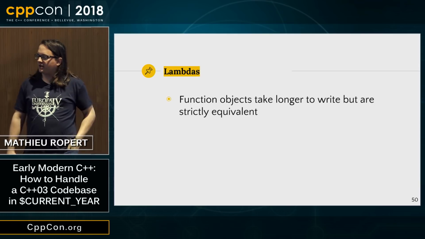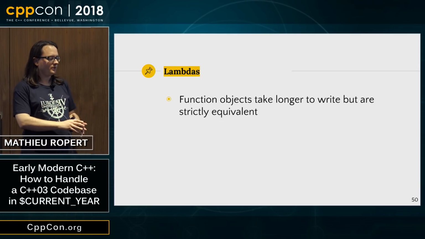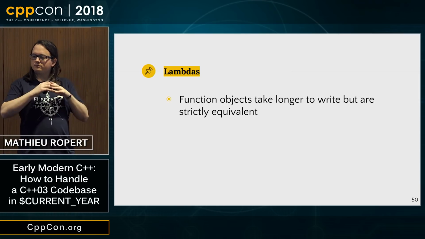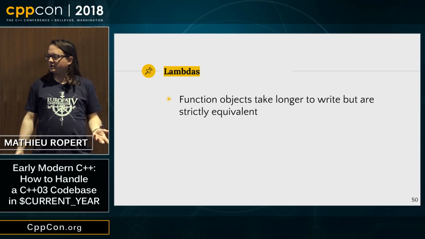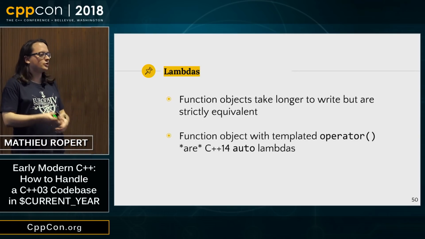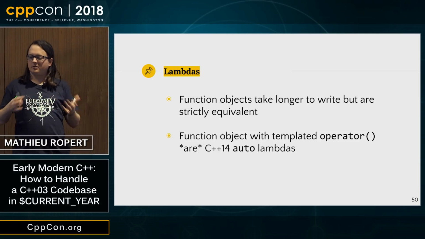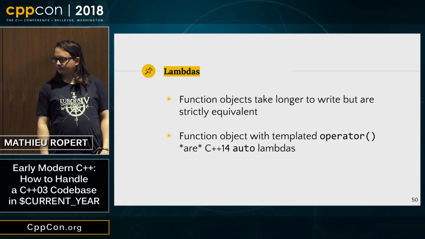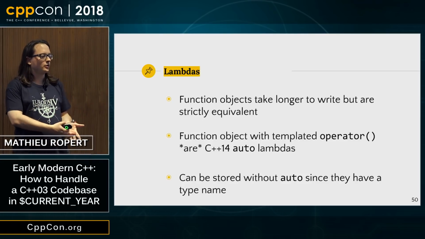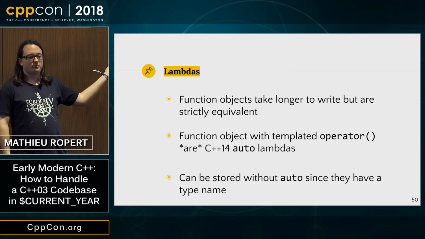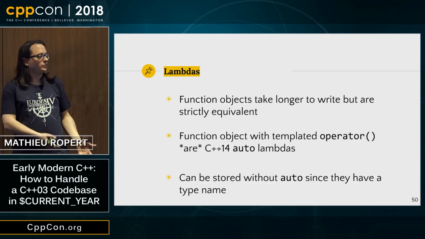So yeah, function objects, they will take some time to write. You would prefer your compiler to write them, but it's strictly equivalent. You will get the same thing as your compiler generates, basically. You can even go crazy and have C++14 features in C++03 just by using a templated operator parentheses. And finally, yes, you can't store a lambda without auto, but that's not a problem, because as you've seen in your previous example, as long as you have to make a structure, you have to give it a name. So you get that for free.